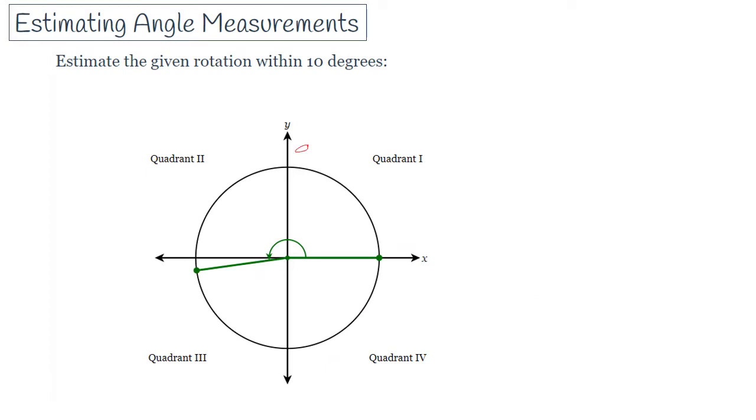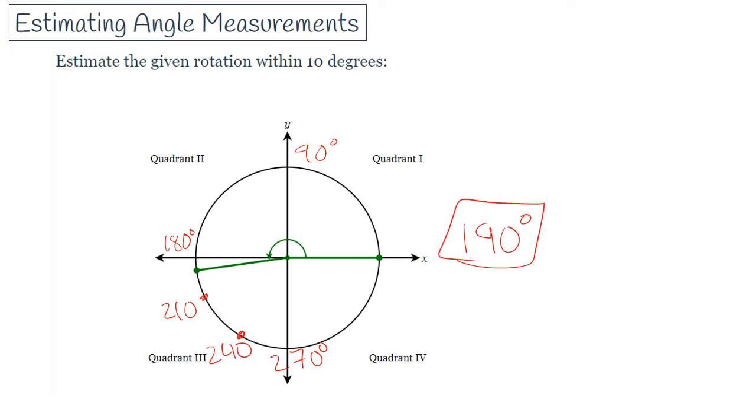Again, we got 90, we got 180, 270. So our angle is somewhere between 180 and 270. If I break it up into 30-degree increments, I would get 210, 240. And so it's somewhere between 180 and 210, you can see. It's a little bit past 180. I would just say that's 10 degrees past 180, and it's 190. And that's all you type in.